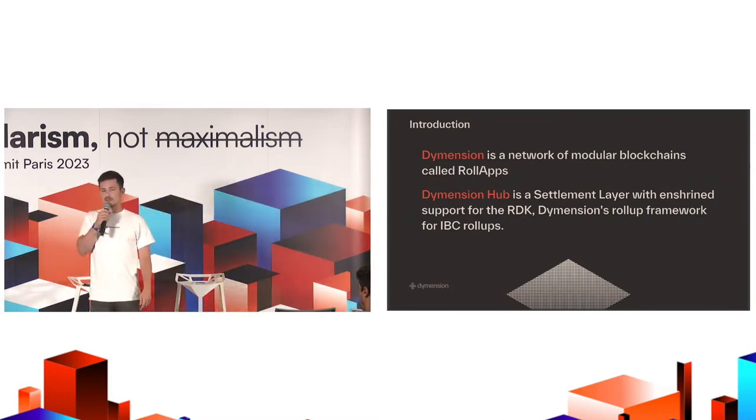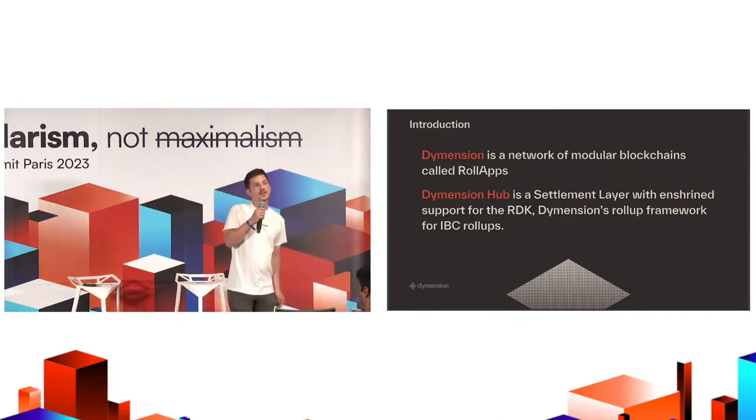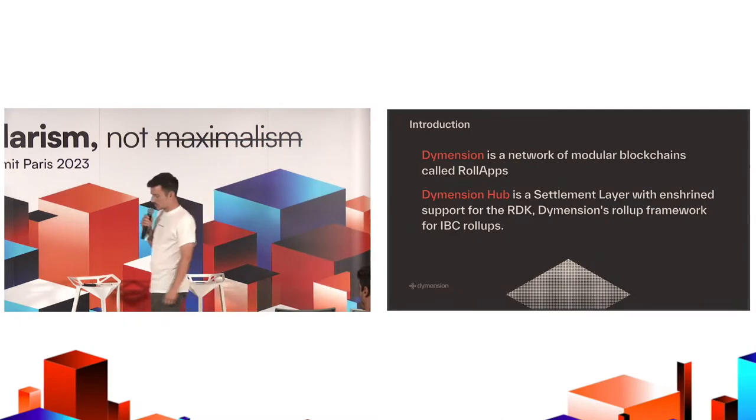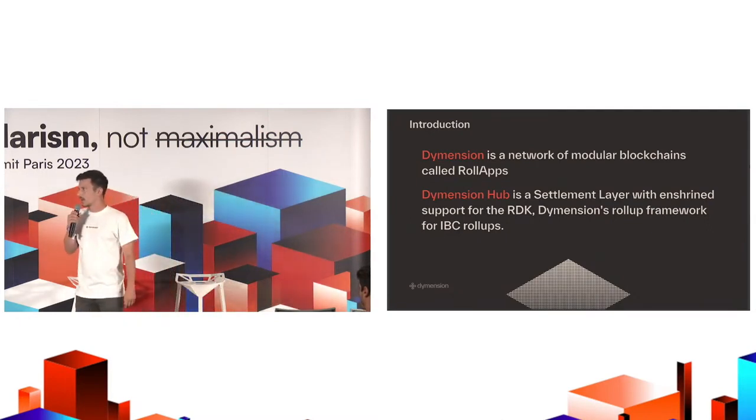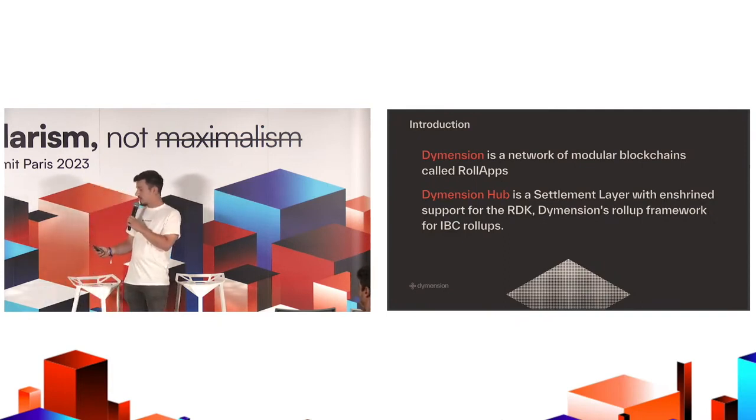I think the difference between Dymension and Ethereum, for that matter, in terms of settlement, is that Dymension doesn't use smart contracts for rollups. It actually uses the chain itself to support these rollups and to gain more decentralization for sequencers from day one. So this is kind of why we built Dymension, but let's talk about eIBC and what it is.